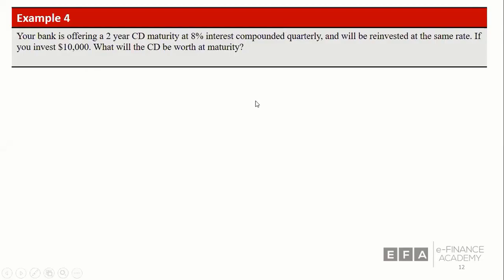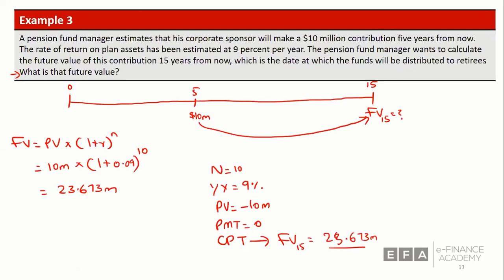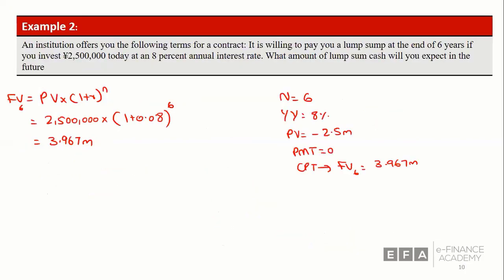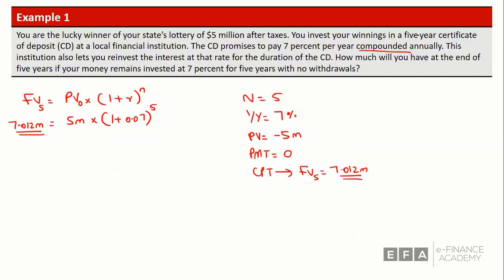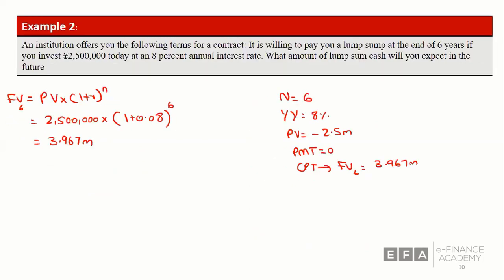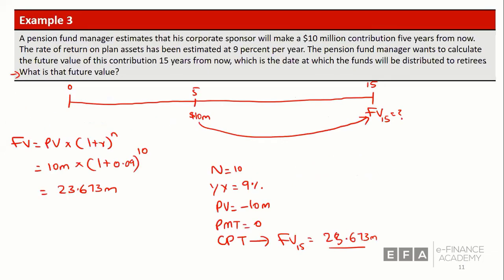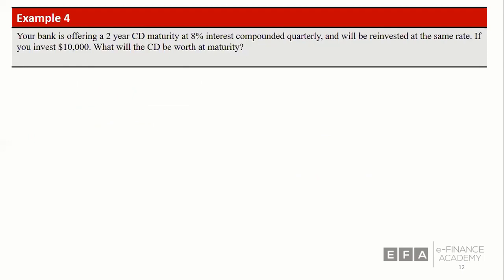All right, whatever we have discussed so far was how to find the future value of a lump sum, which is basically a single investment. So we invested 10 million, we invested 2.5 million, we invested 5 million, and we actually found the future value of a single investment in the future with annual compounding. We didn't talk about other types of compounding. And now in the following examples, we'll look at different types of compounding, such as semi-annual, quarterly, monthly, daily, weekly, and so on.